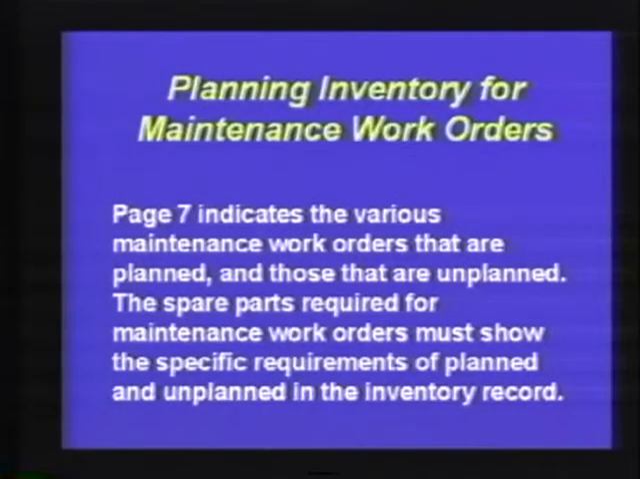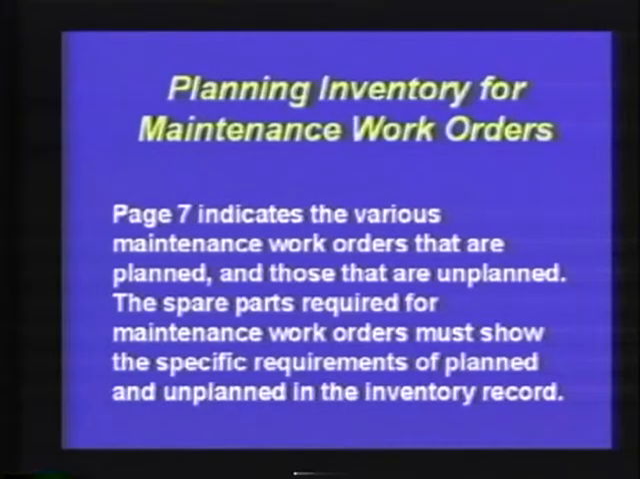Now, looking to page number 7B, these data elements that are on page 7B and 7C actually have been defined by me when I went through the derivation and how you would read those two item master records. As the first paragraph indicates on page 7B, page 7 indicates the various maintenance work orders that are planned and those that are unplanned, and I think we were able to demonstrate that.